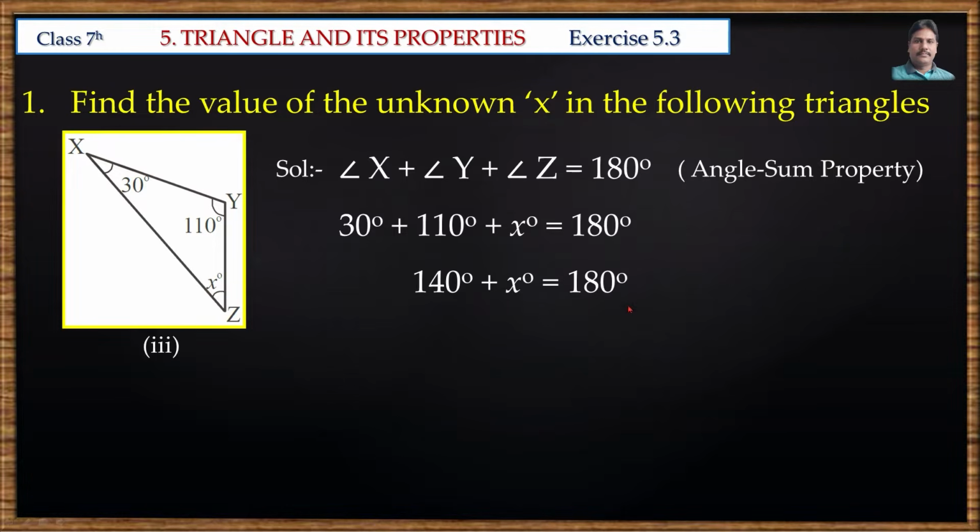Transpose 140 to the right side, it will become minus 140. x is equal to 180 minus 140 degrees. 180 minus 140 will become 40 degrees. So, x is equal to 40 degrees. This is the value of x.